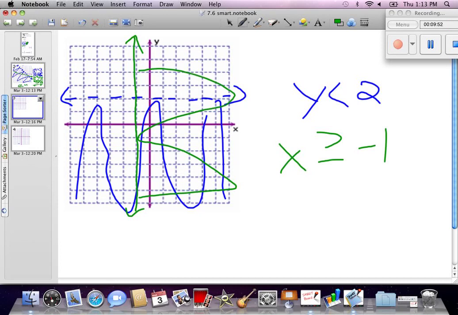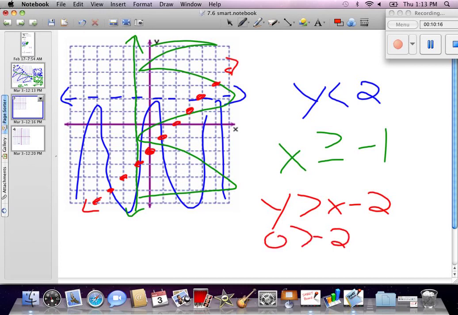And then my last one, I've got y is greater than x minus 2. So I'm going to put my first dot at negative 2. I'm going to go up 1 over 1, up 1 over 1, and it's dotted because it's not underlined. Okay? Is 0 greater than negative 2? So I'm going to shade it on the top because that's where 0 is.